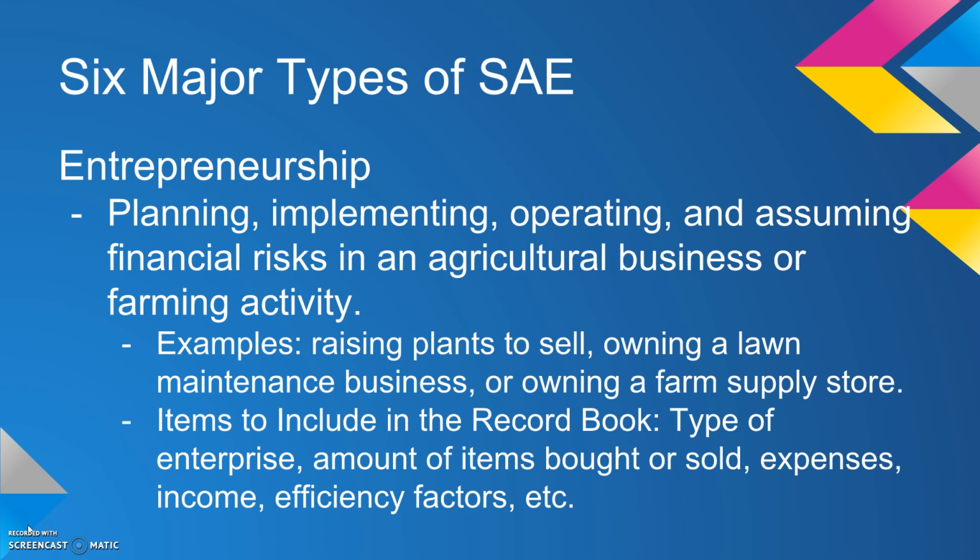Items to include in the record book. So the record book is the SAE record book. That's what they're referring to here. And that really is just evidence of your project, is all the record book is. But things to include for entrepreneurship would be the type of enterprise or the type of business, the amount of items that were bought or sold through this business, any expenses that you might have, the income of your business, efficiency factors, and other things along those lines.